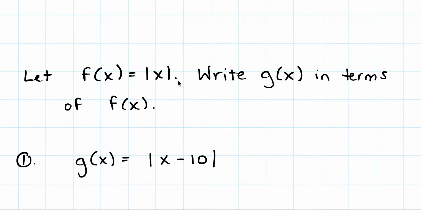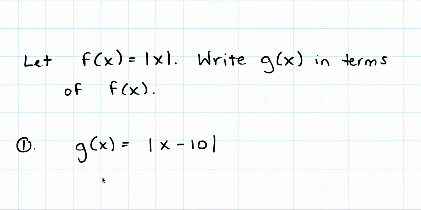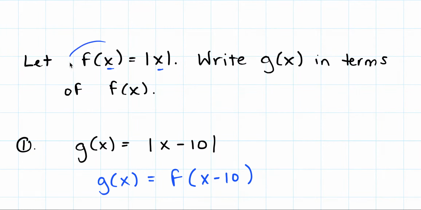So what's the difference between this function and g? Well, g of x is the original function with x minus 10 plugged in instead of x, right? So if I take my function f, which is right here, and plug in x minus 10, what I'm going to get is the absolute value of x minus 10, which is exactly g. So this is how I want you to write it. Say g of x is equal to the function f with x minus 10 plugged in instead of x.